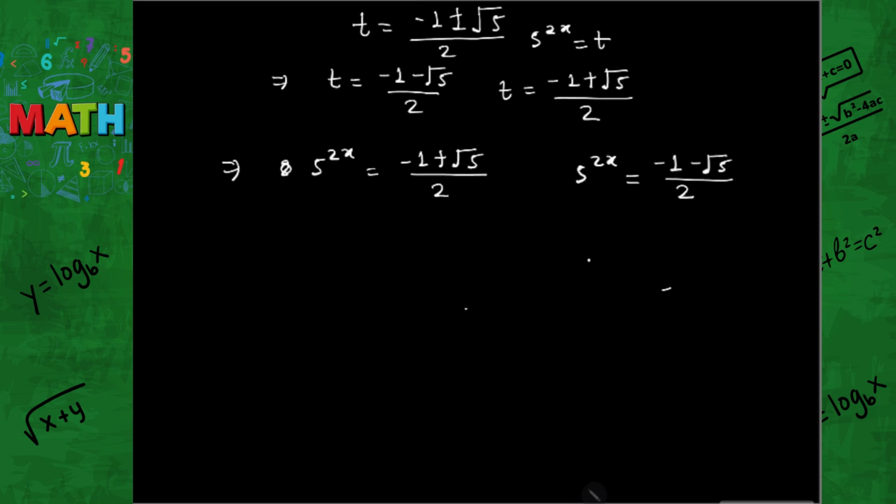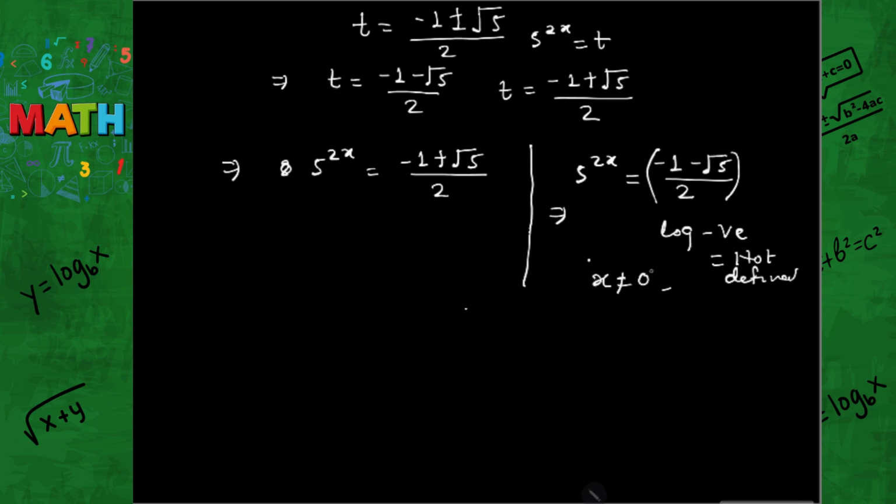Now if you take a log on this side, this value will be negative, okay? So log of this value is not defined. So we cannot find any value of x here. No value of x.